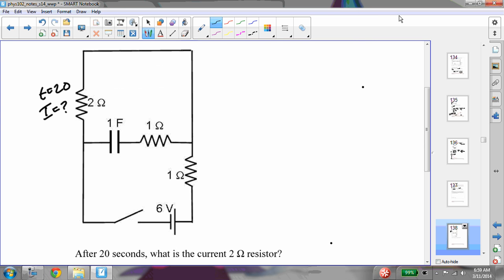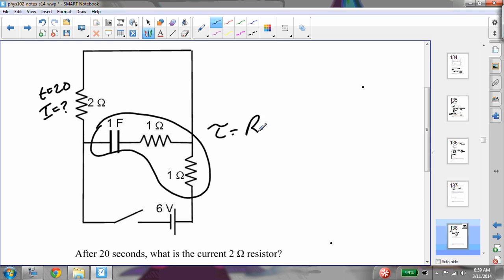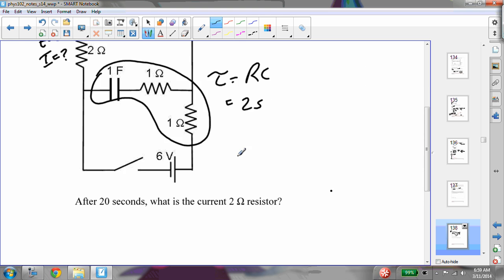And so as I said, the time constant for this, we're looking at this part of the circuit. I have two 1 ohm resistors in series with a 1 farad capacitor. The time constant here is going to equal R times C, which is equal to 2 seconds. So the relevance of the 20 seconds is that that's 10 times tau. So after 20 seconds, the capacitor is fully charged.